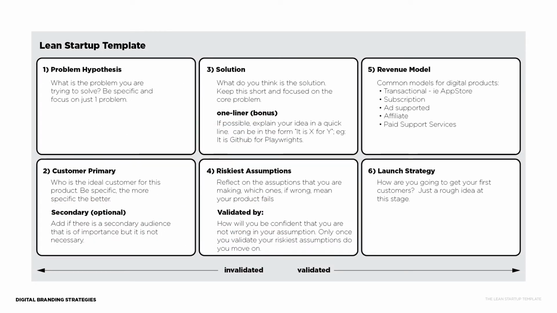So where do we start? That's where the Lean Product Sheet comes in. The sheet has 6 sections for you to fill out. Each of these should be carefully considered when you are defining your product.